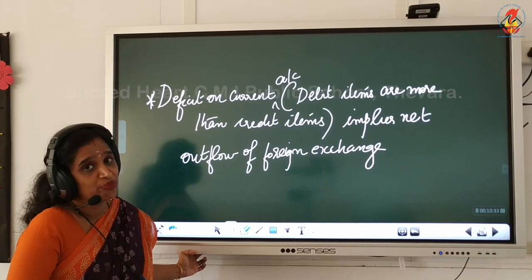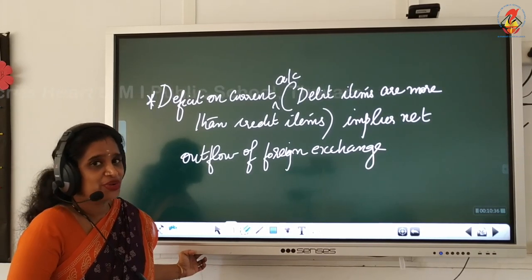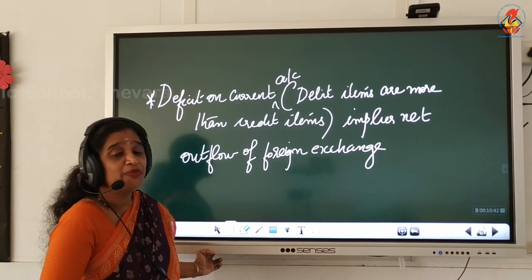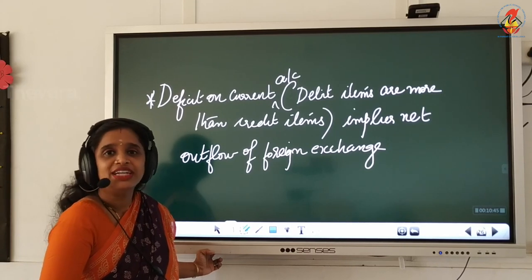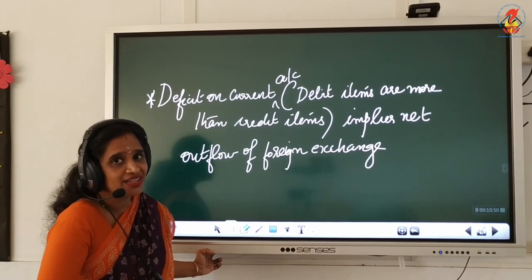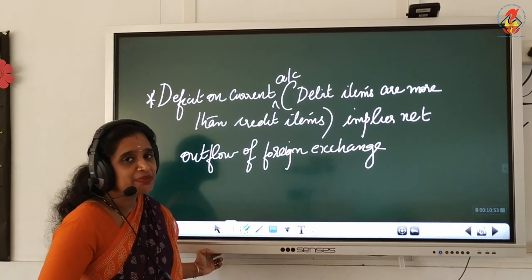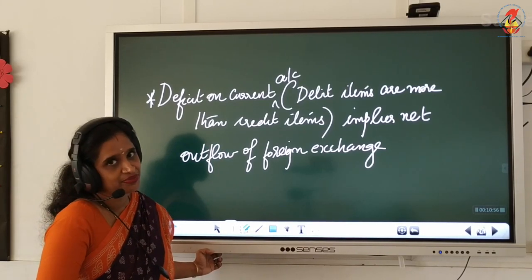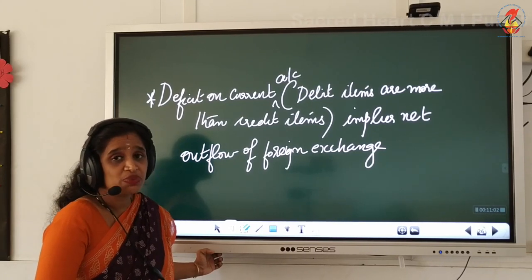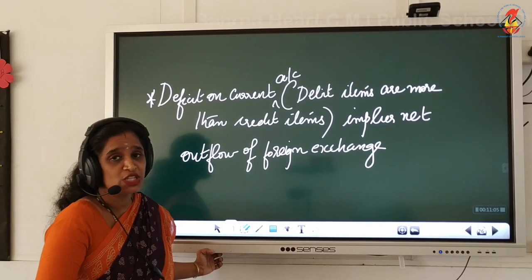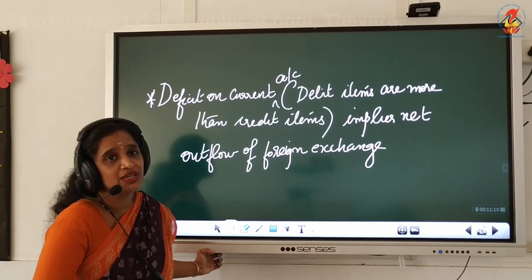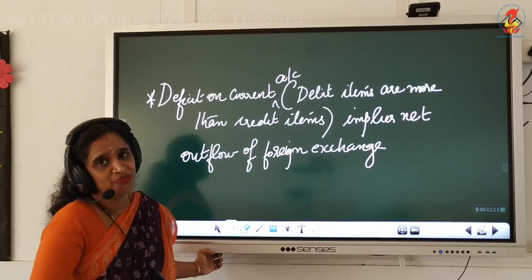Imports will be more, import of goods and services. Then payment on unilateral transfers will be more. In such cases, debit will be more than the credit. If import of goods and services are more, we are paying money. Outflow, debit is more. I hope it is clear. That means money is flowing outside. Money flowing outside means what? Debit is more than the credit for the import.